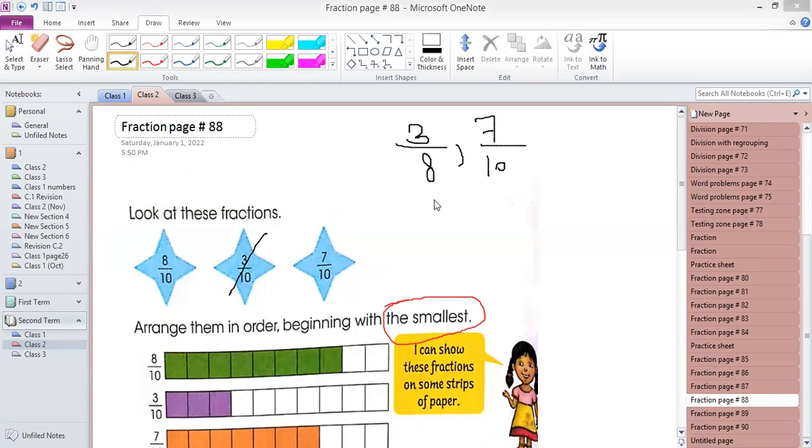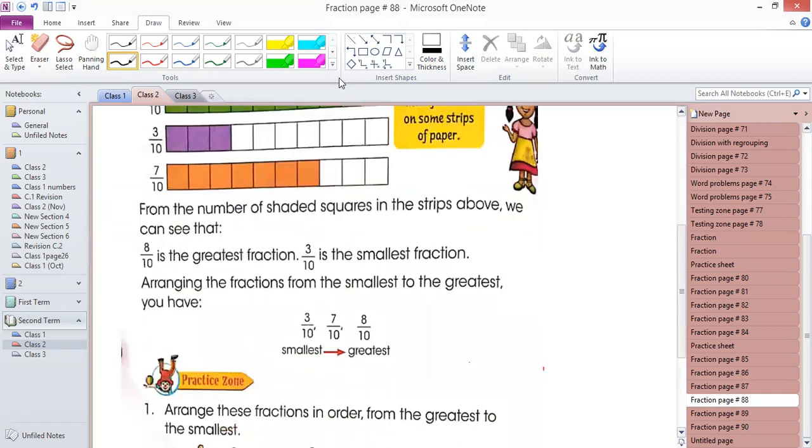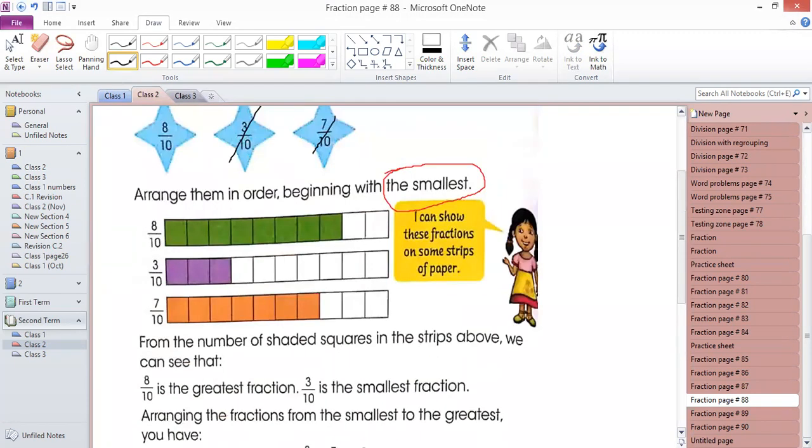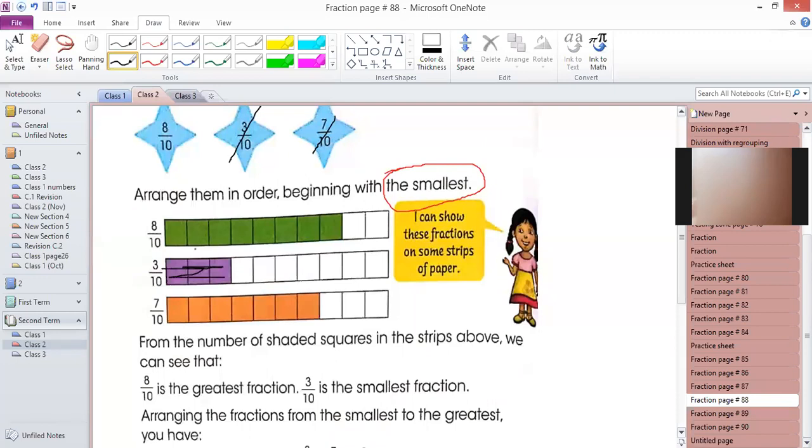3/10 and 7/10. Because 3 is smaller than 7 and 8, so 3 first, then 7 is smaller than 8, so 7/10. And the last is 8/10. So this is how you arrange from smallest to greatest. And you can check here with the shaded ones: 3/10 is the smallest, 7/10 is the second smallest, and 8/10 is the biggest. Up to here, everything is clear, guys? Yes, sir. Very good.